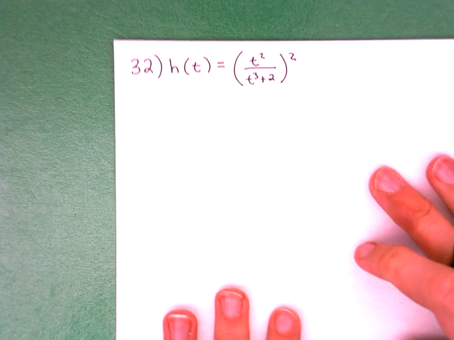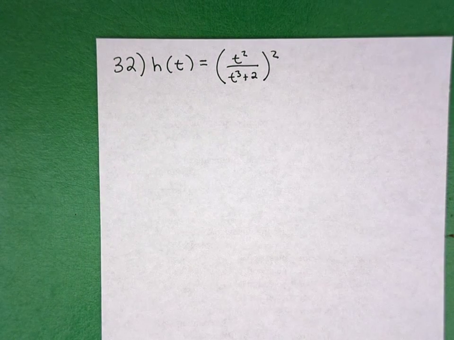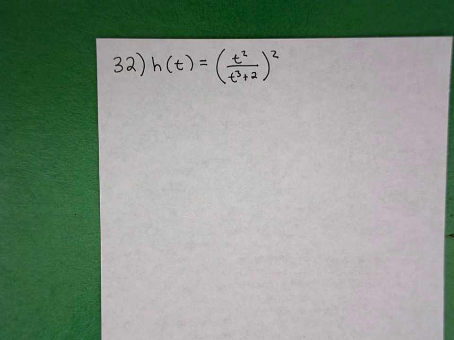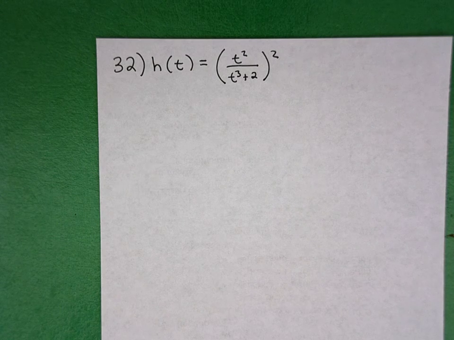Okay, with quotient rule, I went ahead and picked number 32, which says h of t equals the quantity of t squared over t cubed plus 2, all squared. And you have a choice here that you need to make. You'll get the right answer either way. You can leave it as it is, and you'll apply chain rule. And within the context of applying chain rule, you will also apply quotient.